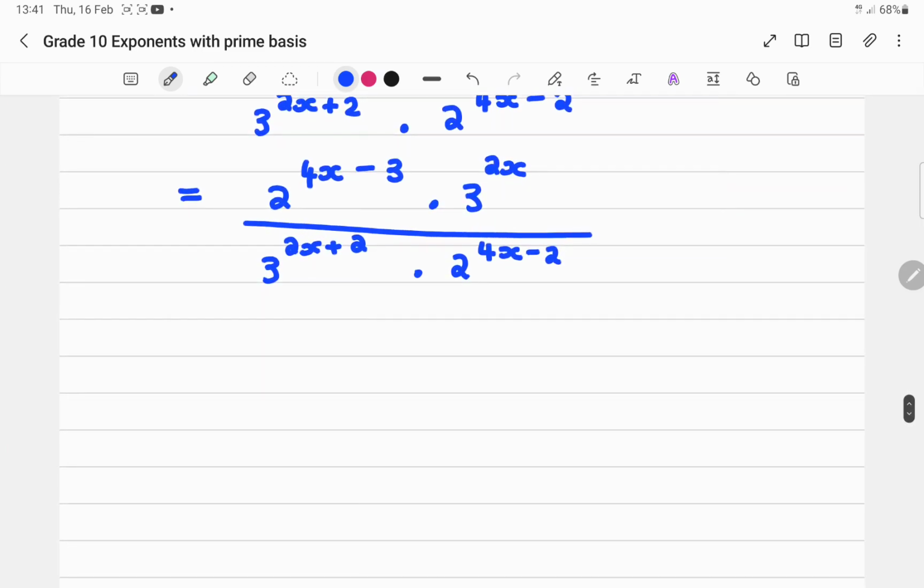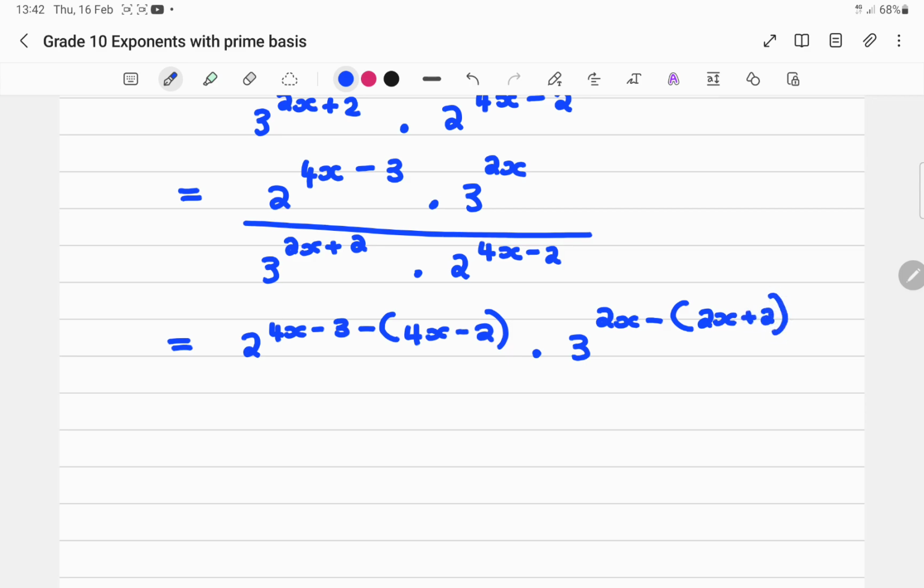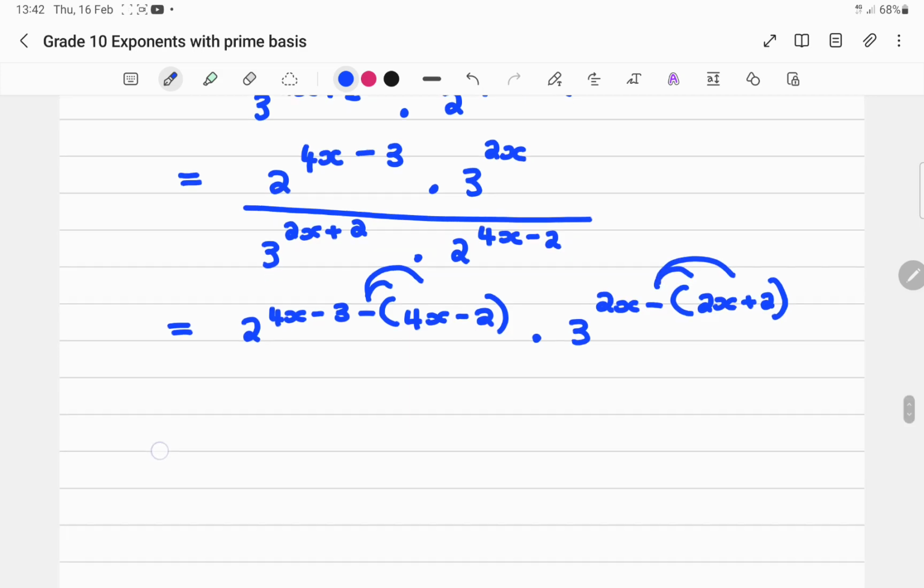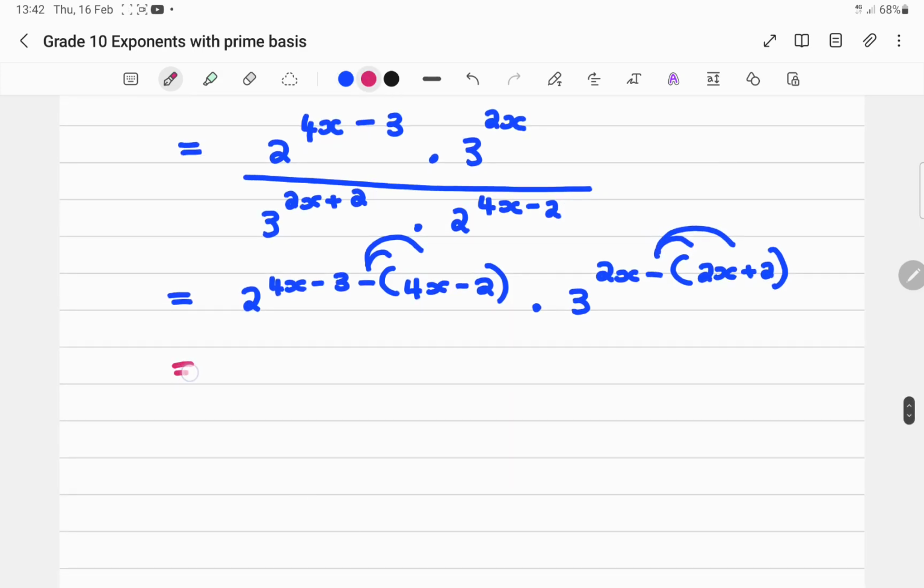All right, so now we're going to divide out. We're going to keep upstairs 2 to the power 4x minus 3, and we're going to subtract 4x minus 2 from the bottom, times 3 to the power 2x minus, and we're going to subtract 2x plus 2. Remember your brackets, because that forces you to distribute that negative correctly. Same with over there.